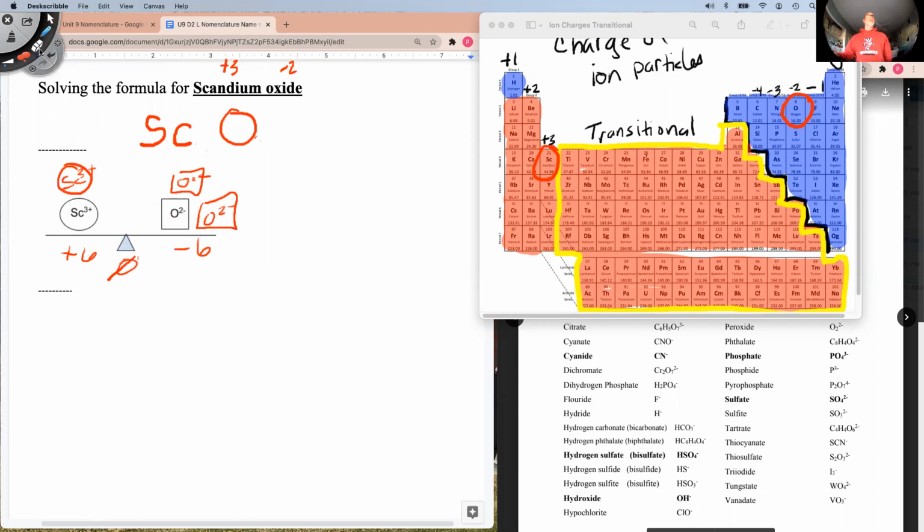And so when we look at this, if we draw this thing out real big, we'd say, well, we have our 3 oxides. We have our 2 scandiums. So what would be our formula? How many scandiums did we use? How many oxygens did we use? And there it is. We used 2 scandiums and 3 oxygens. And that would be our formula for scandium oxide.